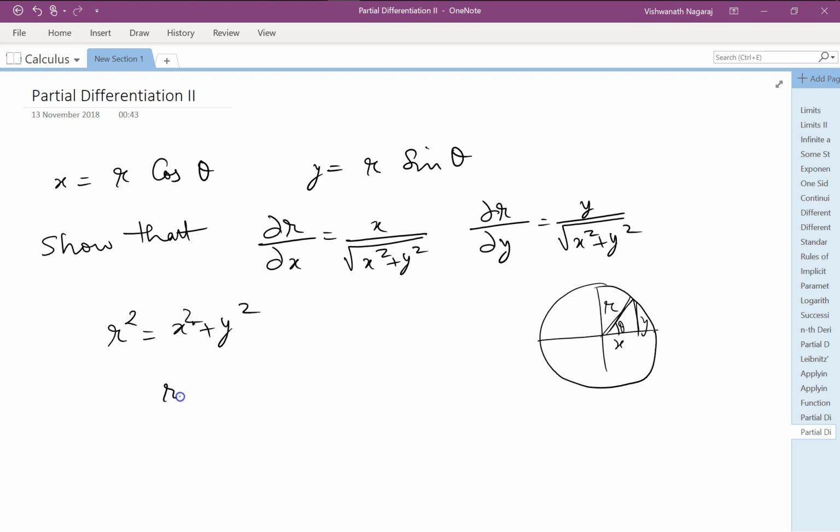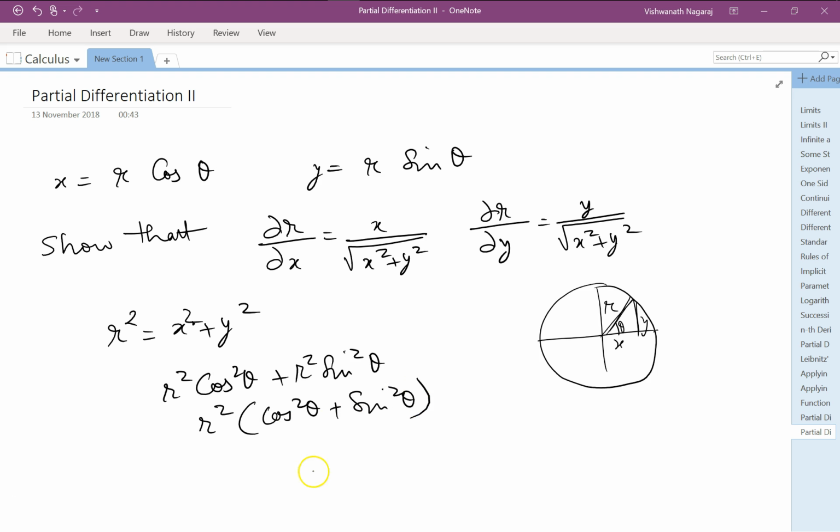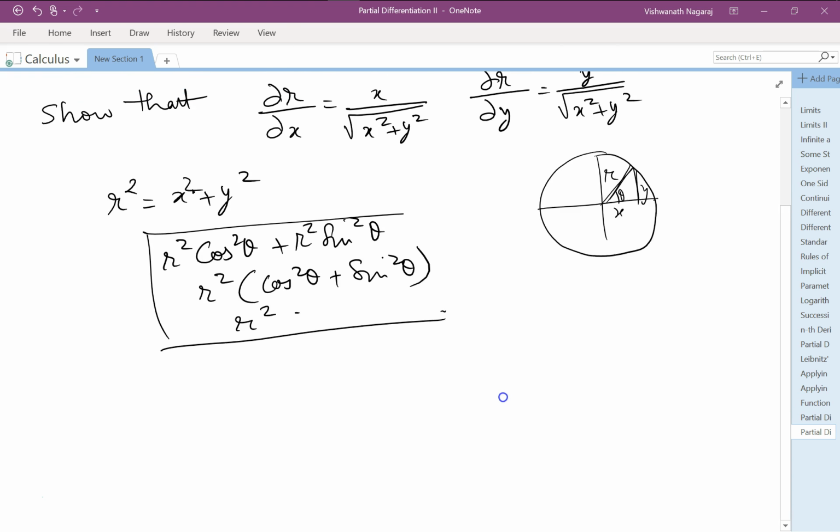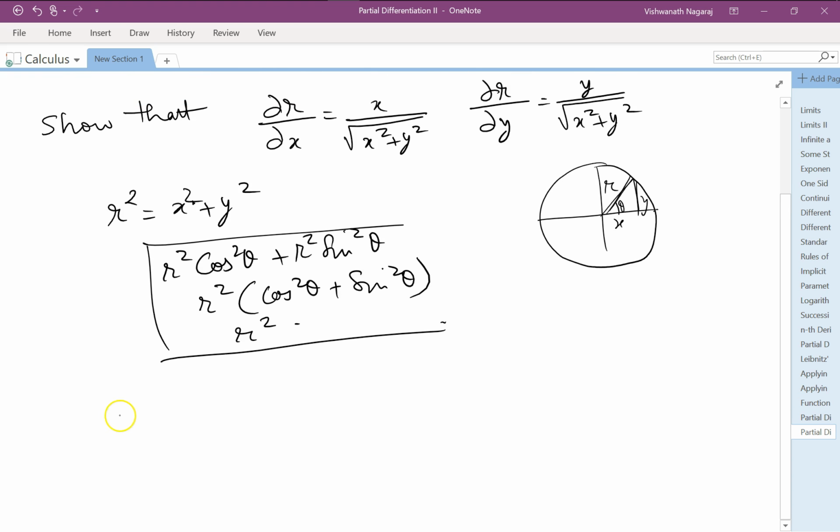So x square is r square cos square theta plus r square sin square theta. R square is common, so cos square theta plus sin square theta. This is 1. So you are left with r square. Right? So that means this is correct. So r square is equal to x square plus y square. Now we just partially differentiate it. Let's do it with respect to x.